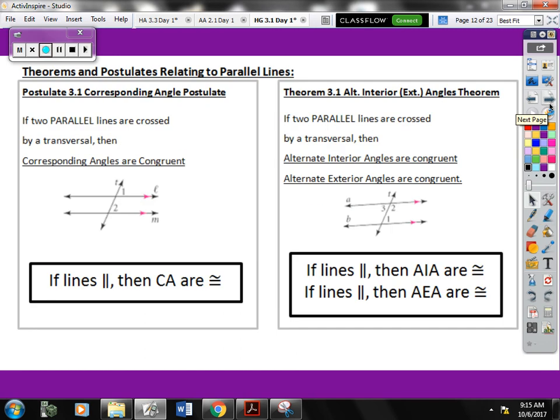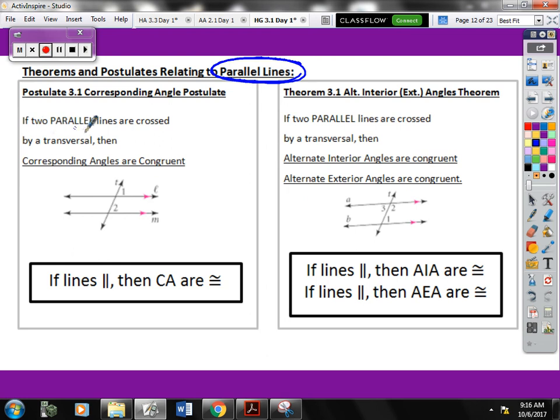All right, the next page, we don't really have much to write down. There are a bunch of theorems though, okay? So, first of all, notice that these are theorems and postulates relating to parallel lines. Parallel lines only. So you will have to know that the lines are parallel to use these theorems. And you'll notice that the theorems are written in conditional statements, which is why we learned if-thens. This is why we learned all those sentence things.